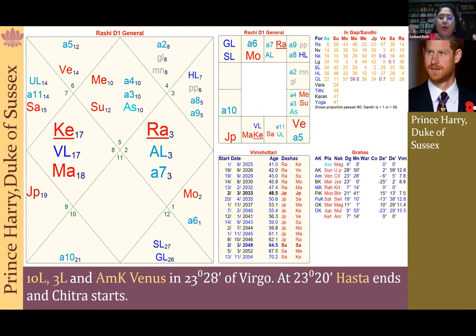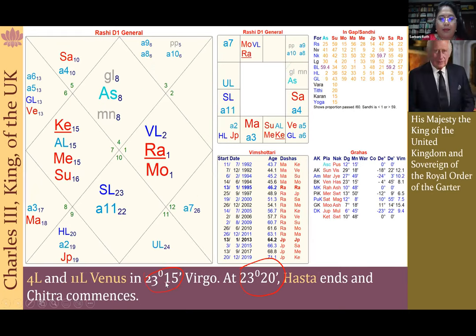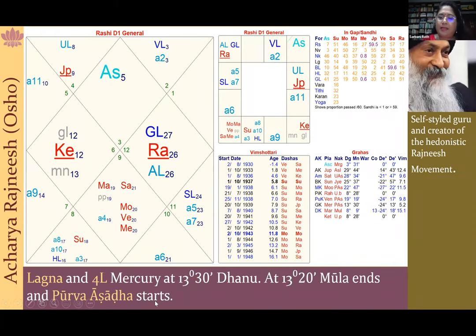So technically you can say that it's in Chitra Nakṣatra, but really it's a borderline between Hasta and Chitra. It's a no man's land between Hasta and Chitra. I'm going to show you a few more. Look at this in King Charles's case, as I showed you. Here it is just by 5 minutes. So at 23:20 Hasta's ending, right? And he has it at 23:15. So it's just the difference in minutes. It's always the last degree.